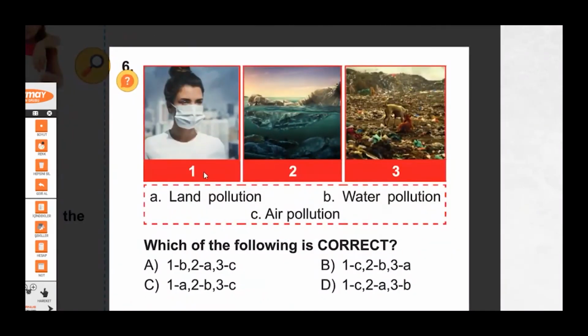Next, here we have land pollution, water pollution, and air pollution. Which of the following is correct? Number 1, it should be air pollution, so it's C, I guess. And number 2, it's water pollution, so it's B. And the last one, it's land pollution, number A. So the answer is B.